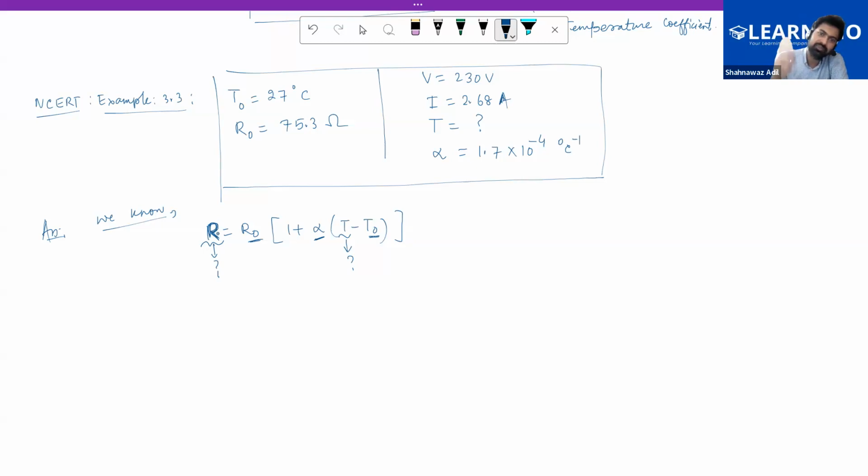To calculate resistance, you have voltage, you have current. So how can you calculate this? What is the relation that relates voltage, current, and resistance? R is V divided by I. Yeah, so we know Ohm's law. Yes, you are correct. So V is I R, so we can calculate this R from V by I.